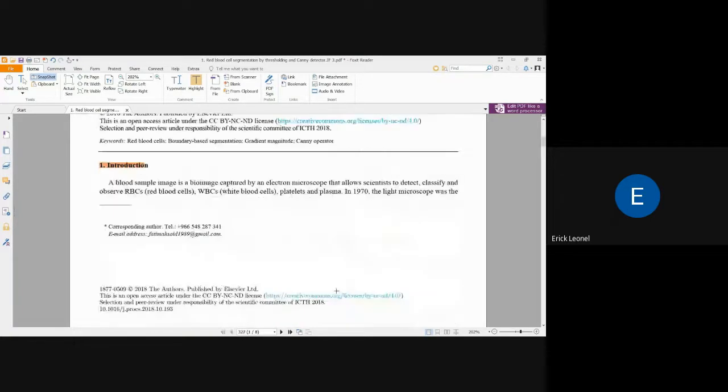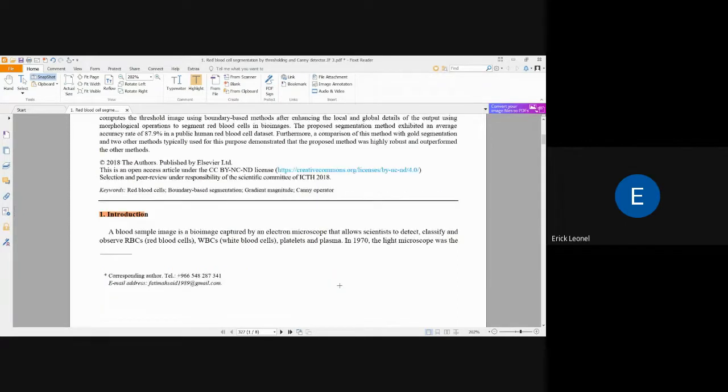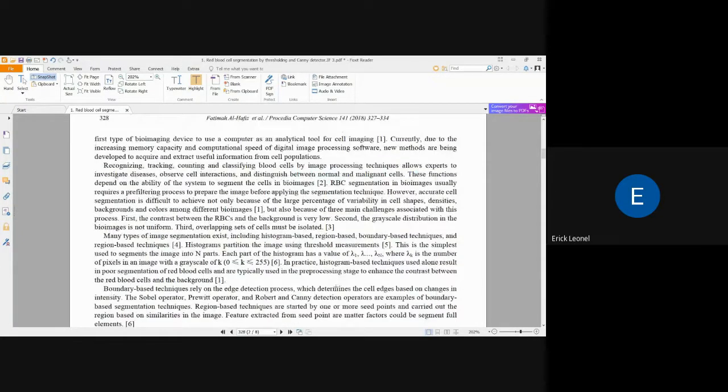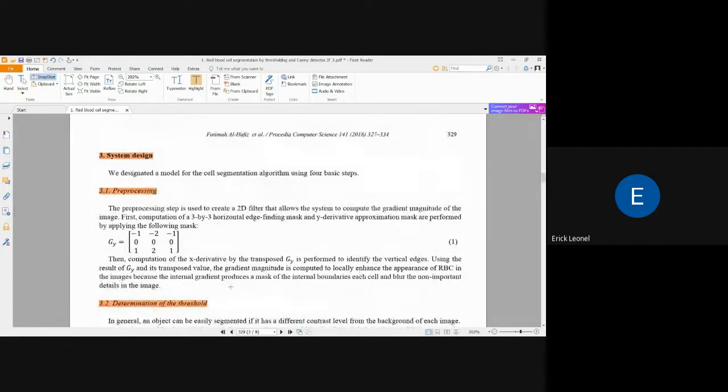As we know, in the medical field, blood cell testing is among the most typical and important clinical examinations. It needs a computer vision system that can detect, count, and classify cells in bioimages. In this system, segmentation plays a vital role. That's why a model for a cell segmentation algorithm was designed using four basic steps, as you see here.